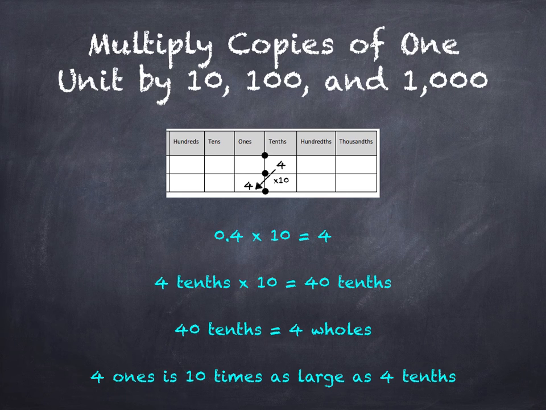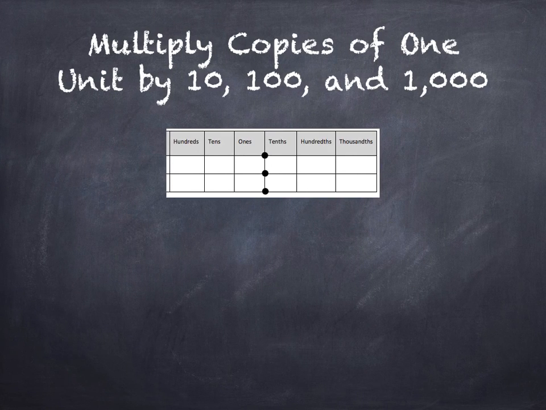So, now we're going to do 4 hundredths times 10. To show 4 hundredths, the first thing I would do is put that 4 in the hundredths place. If we multiply it by 10, we know it's going to move 1 to the left. So 4 hundredths times 10 will equal 4/10.